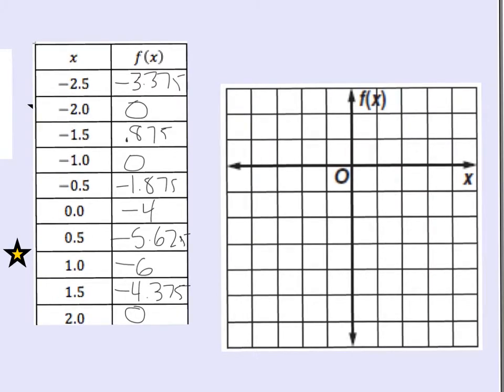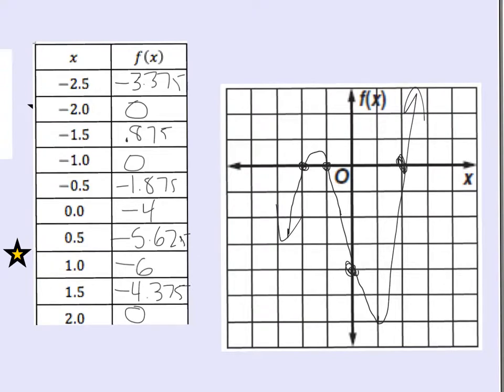Now I can use that to help me graph what this is going to look like. At negative 2, I'm at 0. At negative 1, I'm at 0. At 0, I'm at negative 4. And at 2, I'm back at 0. At negative 1.5, I'm up here at 0.875. When I get to 1, I'm down here at negative 6. So it's going to come down here and then back up like so. That's a sketch of what the graph is going to look like.